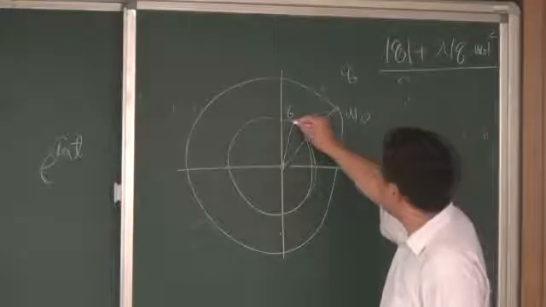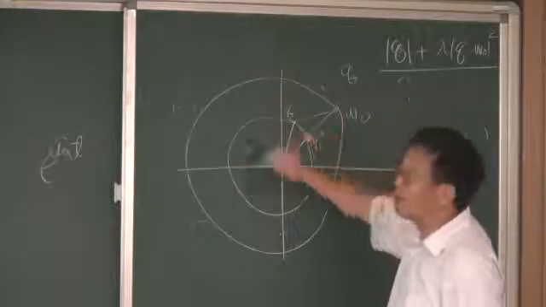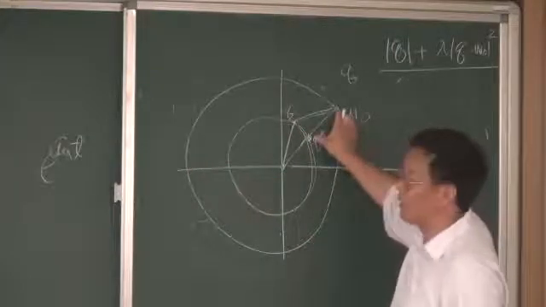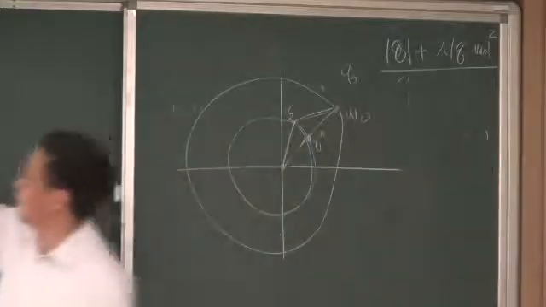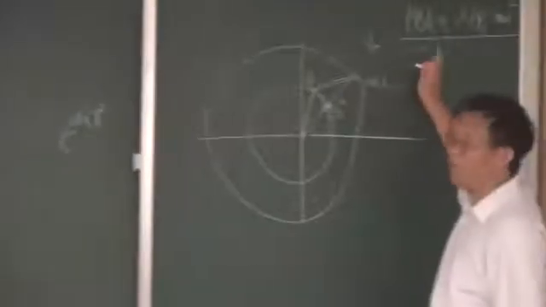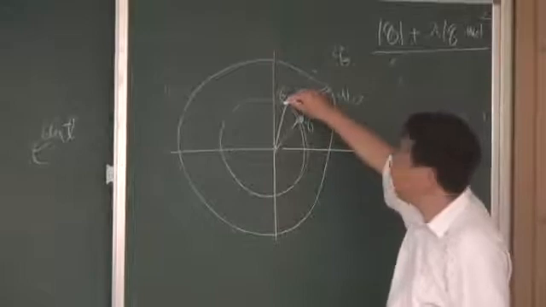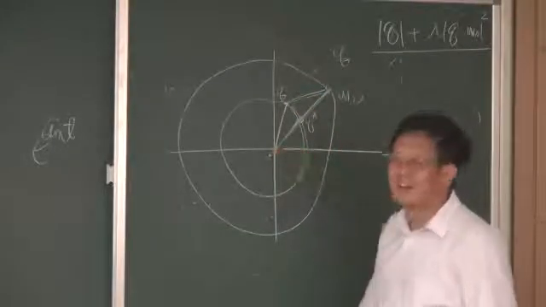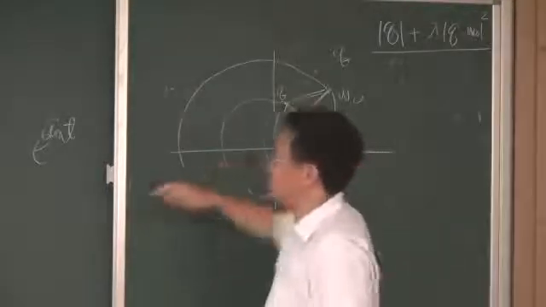So assume Q is somewhere here, and you pick a Q star, which is this one. Then you see this one is longer than that one, right? That's the first inequality. And this one is longer than this one. That's the second one. Putting those two together, this one is longer than that one. So that means Q star has a smaller value. So if Q is the minimizer, it must be on this line. Simply this geometry shows that.